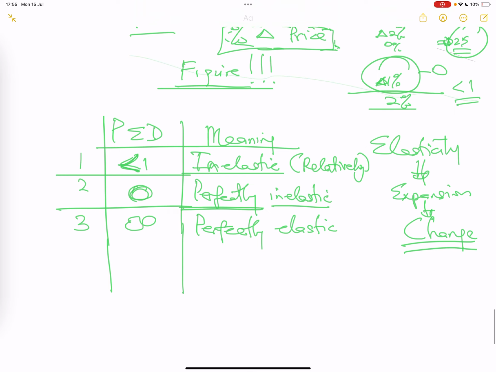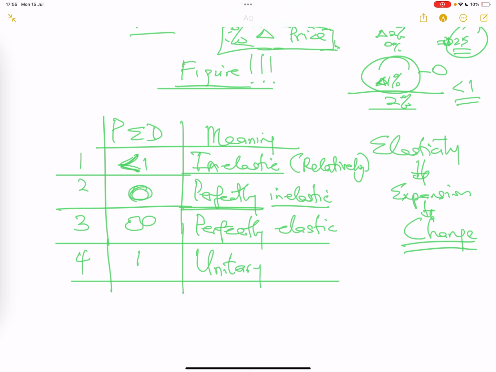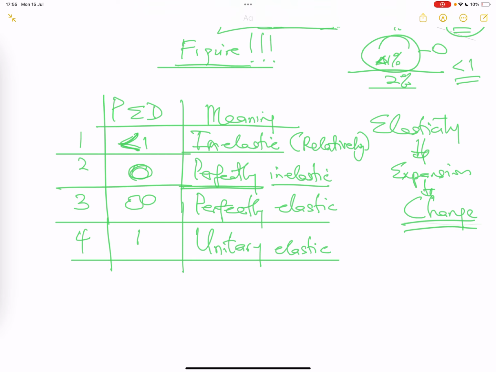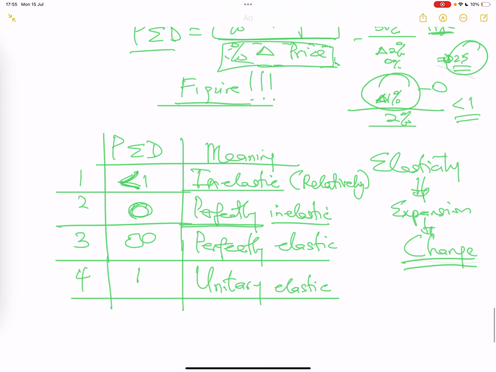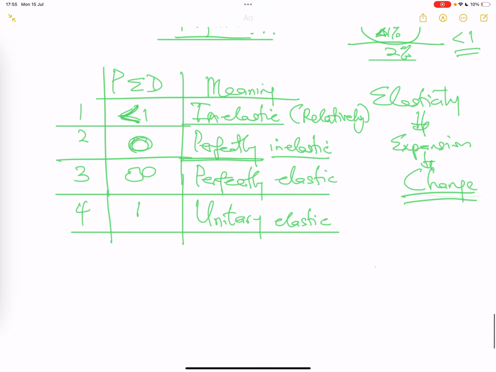And sometimes that calculation can also give you 1. When it gives you 1, what it means is that you now have what we call unitary elastic demand, which means the change in price is the same as the change in demand. So if the percentage change in price is 2%, the percentage change in quantity demanded is also 2%. That's the only way you will have 1. So these are the 4 scenarios you can have, and you must know what they mean.